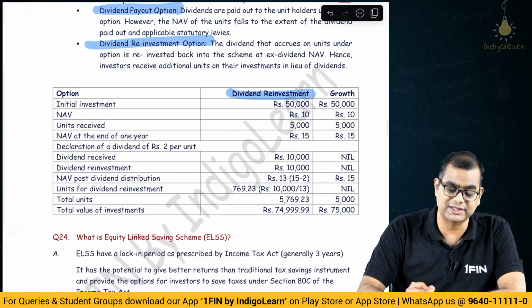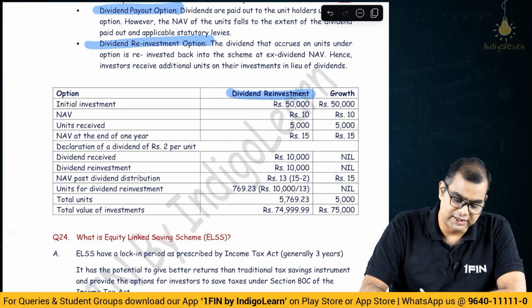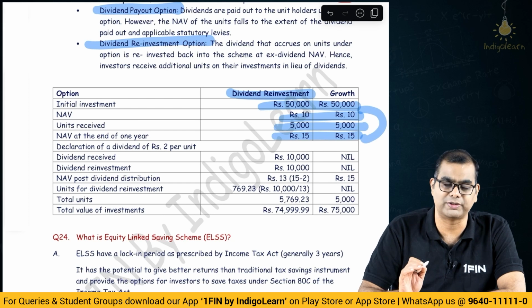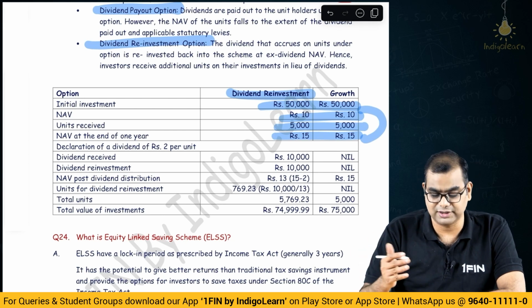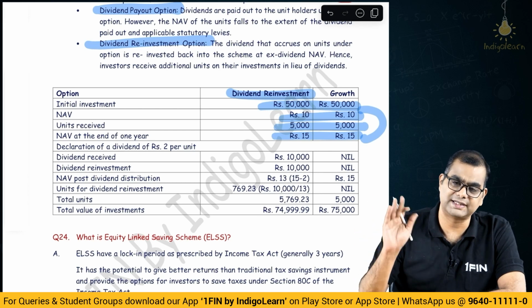How do you understand these three things? How do you understand the difference between dividend reinvestment and growth option? There is a very simple example. Let's say they initially invested 50,000 in both of them and at 10 rupees per unit. So basically 5,000 units. At the end of the year, let's say this 10 rupees has increased to 15 rupees. That is because appreciation in this 50,000 was invested in multiple shares. The shares value grew. So the overall assets under management grew.